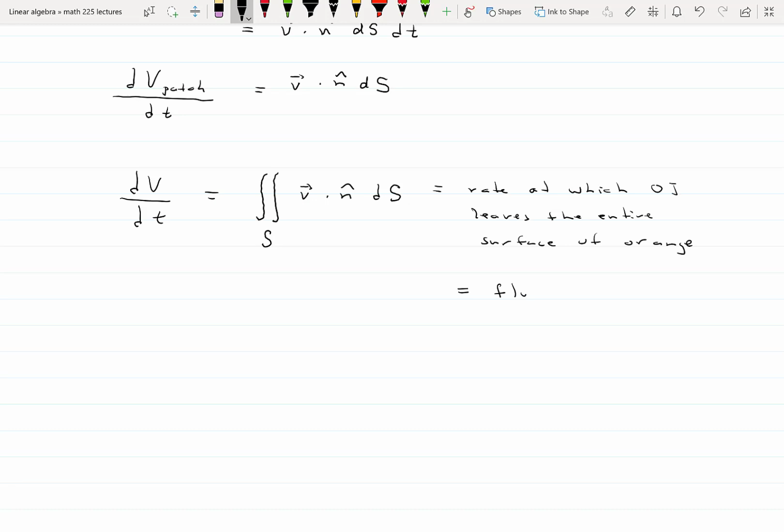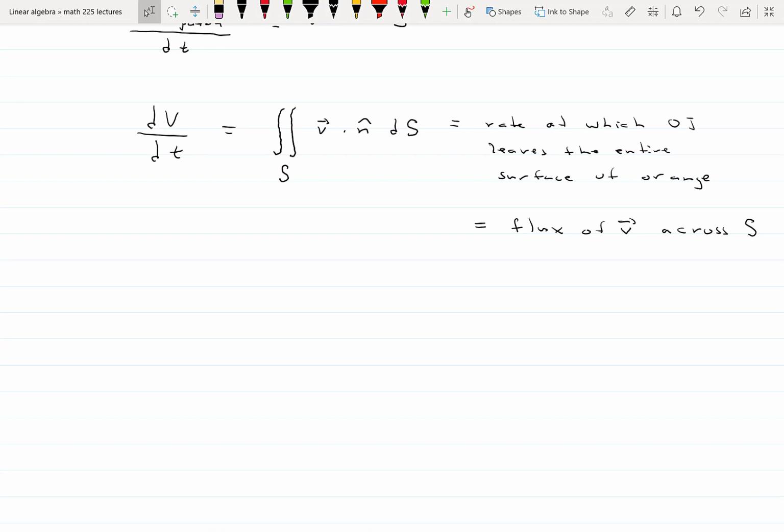It's also called the flux of the velocity vector across the surface S. For this reason, this is called a flux integral. Flux integrals measure the rate at which a quantity of substance leaves a surface. A flux integral gives you the rate at which a quantity of substance leaves a surface.